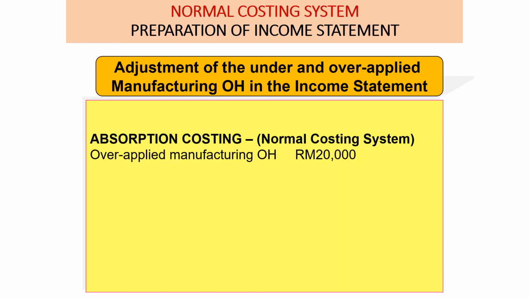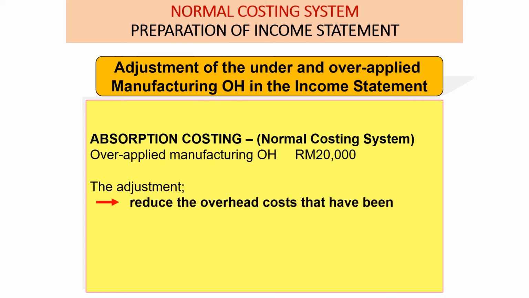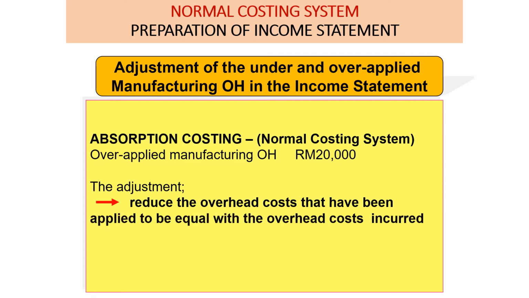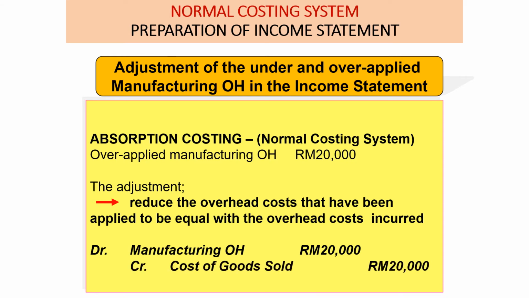Preparation of the income statement, adjustment of the under and over applied manufacturing overhead, absorption costing under the normal costing system. Over applied manufacturing overhead is 20,000. The adjustment reduces the overhead costs that have been applied to be equal with the overhead costs incurred. Meaning debit manufacturing overhead 20,000, credit cost of goods sold 20,000.